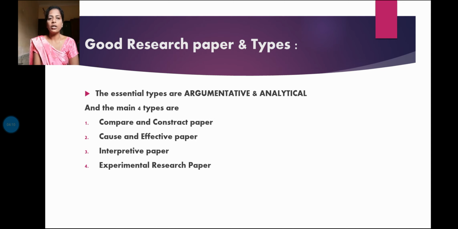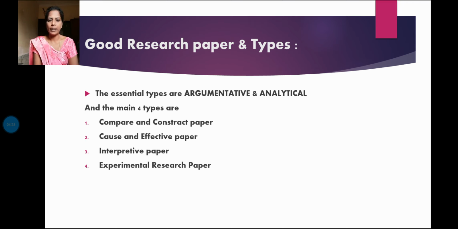What makes a good research paper, and what are the types? The essential types are argumentative and analytical. And the main 4 types are compare and contrast paper, cause and effect paper, interpretive paper, and experimental research paper. These are the good research paper and their important 4 types.